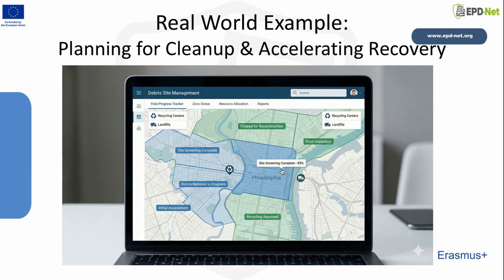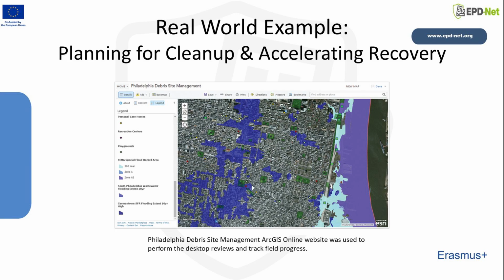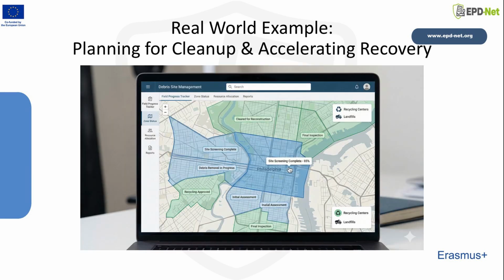Together, these steps turned debris management from a reactive task into a well-organized, spatially informed operation that accelerated Philadelphia's recovery. This map shows how Philadelphia used ArcGIS Online to manage debris site planning. Staff could review potential sites from the desktop, assess suitability, and compare options without visiting each location. Meanwhile, field teams reported progress directly into the system, allowing managers to see which sites were inspected, which were ready, and where delays were forming. This integrated view kept planning and field operations aligned and helped accelerate the recovery process.